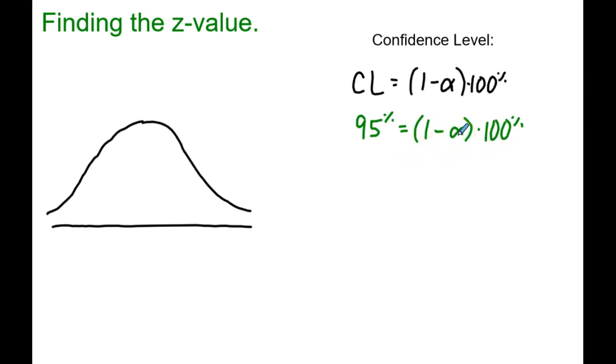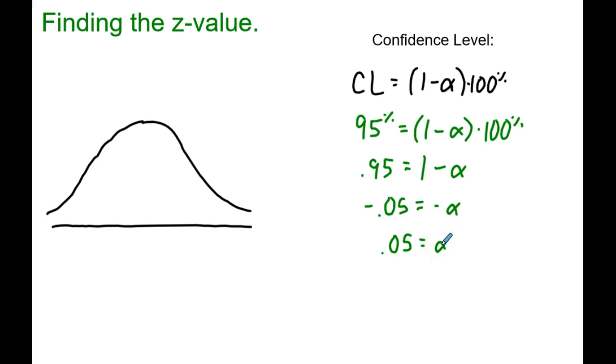Now we need to solve to get alpha by itself. So first we would divide by 100%. 95% divided by 100% is just leaving us with 0.95. That's equal to 1 minus alpha. Now to get alpha by itself, we would subtract 1 to the other side, which leaves us with negative 0.05 equal to negative alpha. If we multiply negative 1 to both sides of the equation, we get a value of alpha to be 0.05. So we had a confidence level in our study of 95%. We use that to solve for this value of alpha.